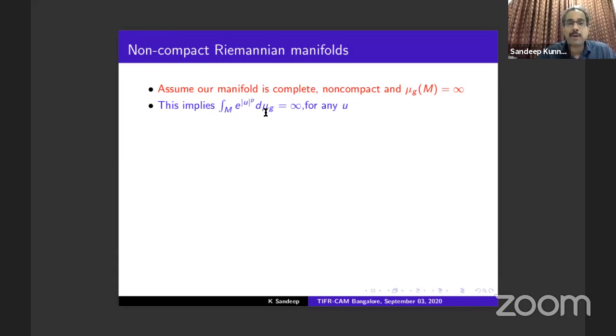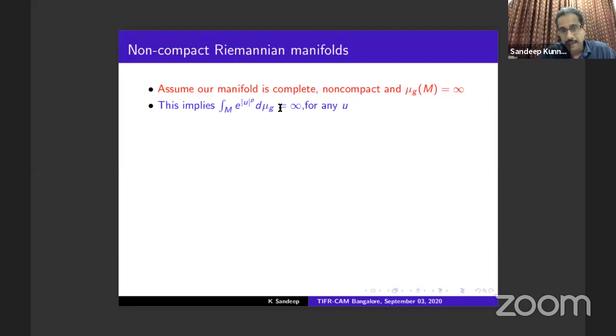e to the power |u|^p dμ_g is infinity for any u, because e to the power |u|^p, independent of what u is, is always greater than or equal to 1. Therefore, this integral is always greater than or equal to the measure of the manifold, which is infinity.